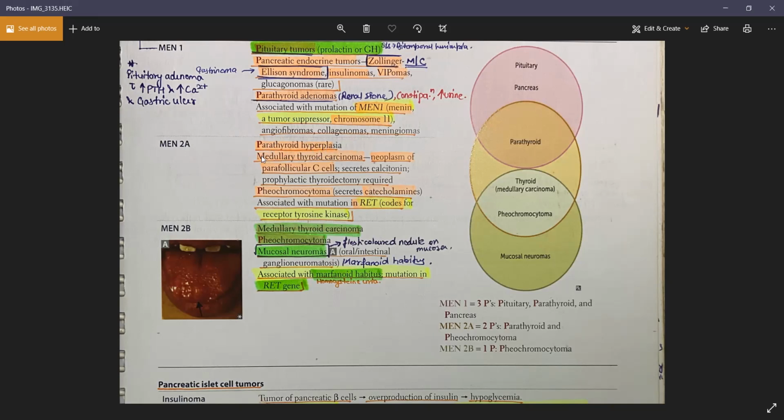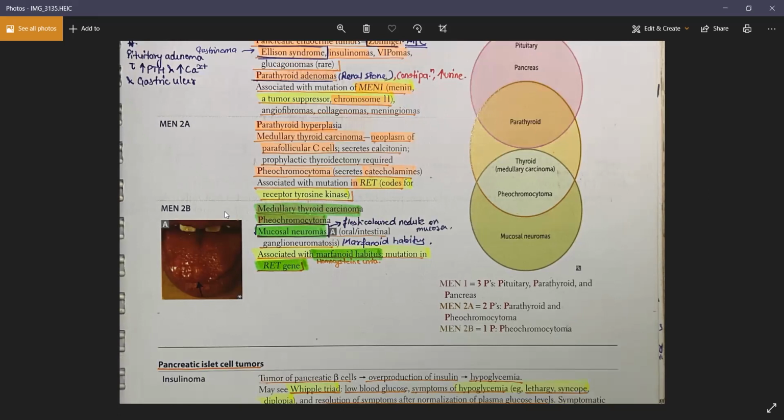You will have a tumor of the thyroid gland, which is the medullary thyroid carcinoma, a neoplasm of the parafollicular C cells. You will also have the pheochromocytoma, which releases catecholamines. For the MEN2B, you have tumors in the thyroid and in the adrenals, the medullary thyroid carcinoma and the pheochromocytoma, along with mucosal neuromas, which are neural cell tumors, or I can say Schwann cell tumors in the mucosa. Very important.